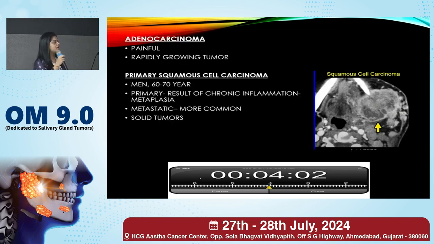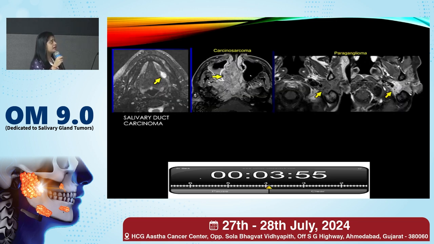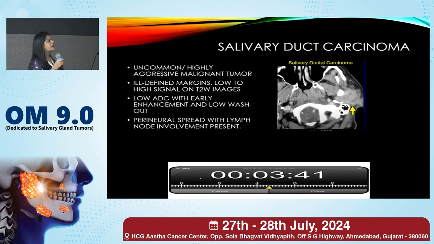Next, other carcinomas are adenocarcinomas, primary squamous cell carcinomas, salivary duct carcinoma, carcinosarcomas, or there could be paragangliomas presenting in the carotid space, which can present as a swelling in the parotid region. Coming to salivary duct carcinoma, it has ill-defined margins and it can show associated bone destruction. There can be low ADC with early enhancement, and it can also present with perineural spread.